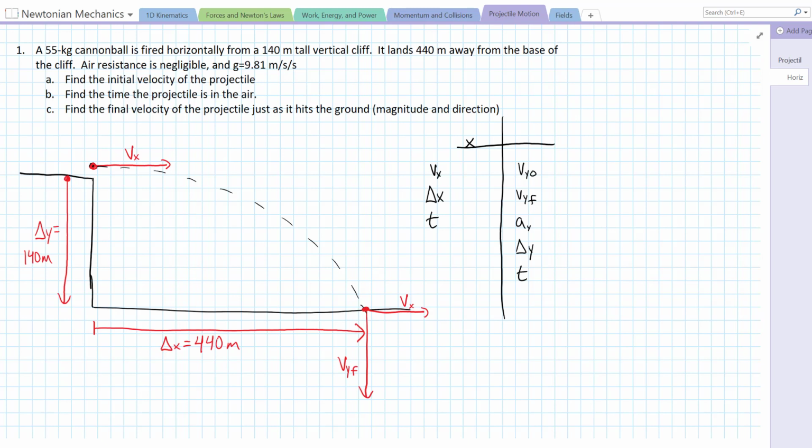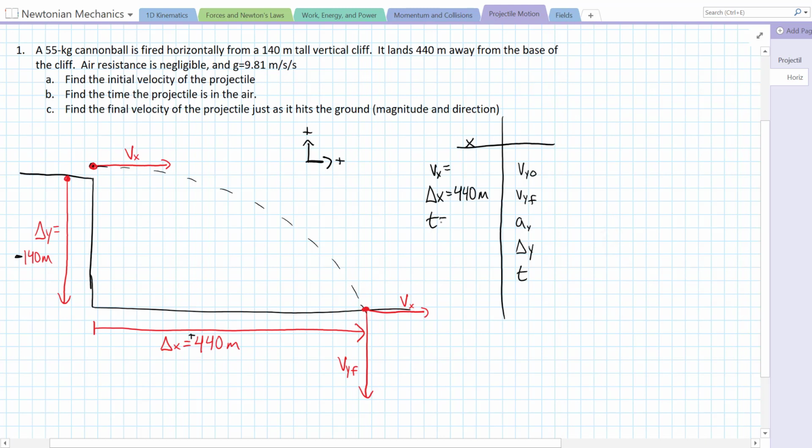Now before we start filling in our givens, let's choose our positive direction, and I'm just going to be pretty standard and choose right to be positive and up to be positive. If that's the case, then my displacement in the y direction, delta y, is negative, and my x displacement is positive. So we can fill in what we know in either direction. Vx, we are not given, we don't know what it is. Delta x we are given, it is 440 meters.